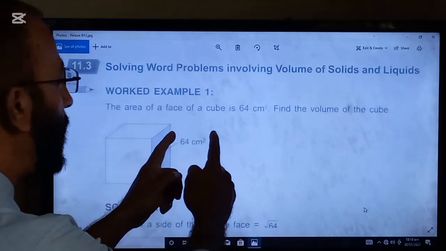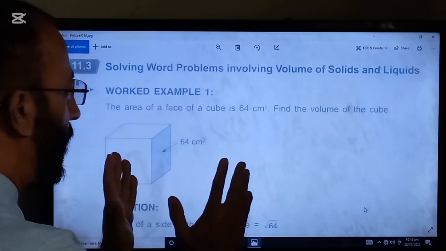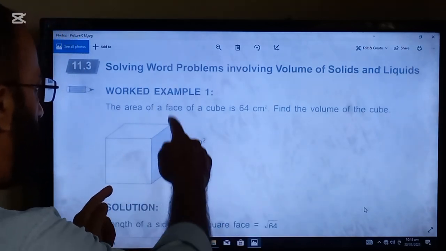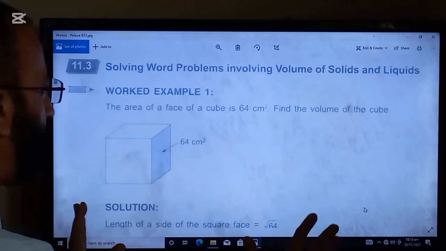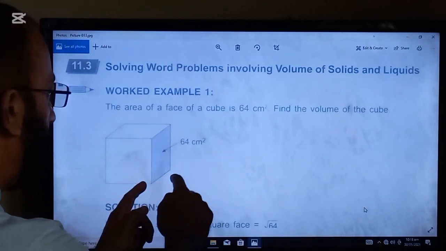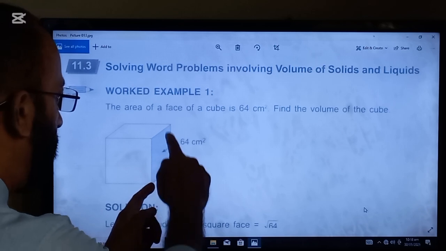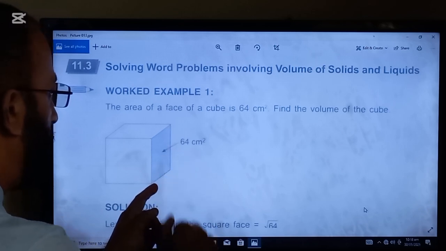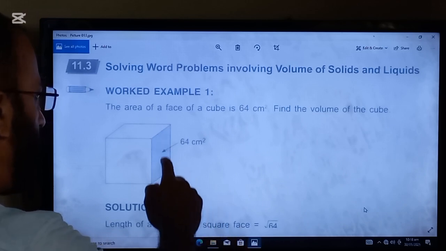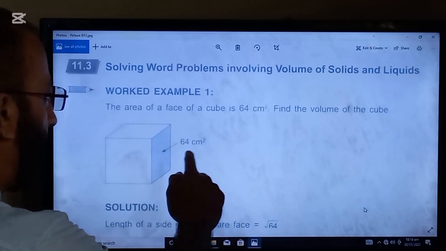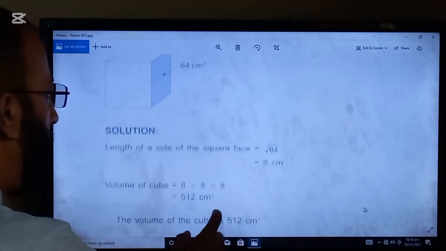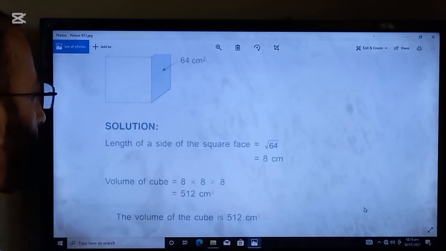So cube is actually a particular case, a special case of the cuboid in which length, breadth and height are all of same length. So if the area of this side is given, so length multiplied by breadth is equal to this one. So the length of the side of the square can be found out. Actually, this is L square is equal to 64. So taking square root of both sides, L will be equal to 8.